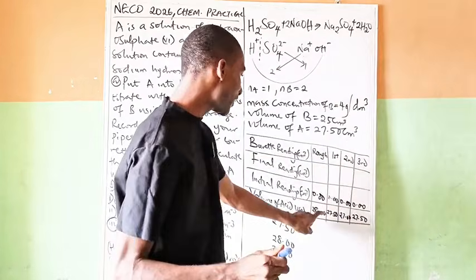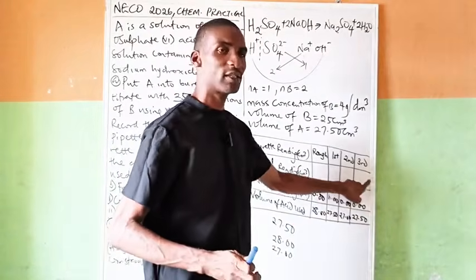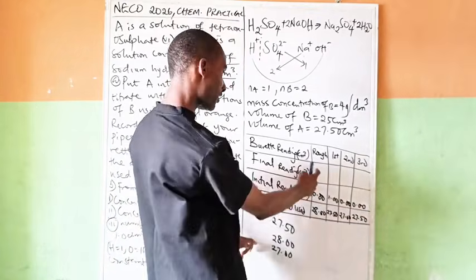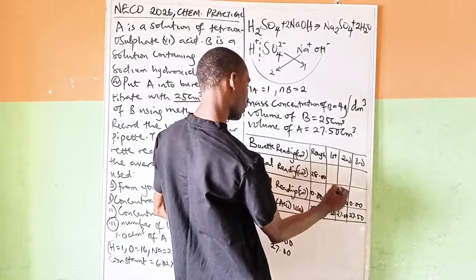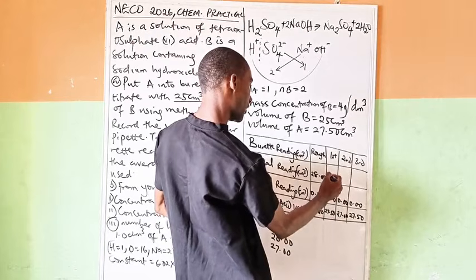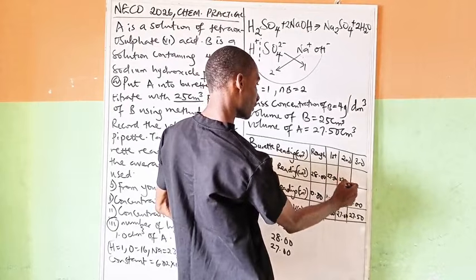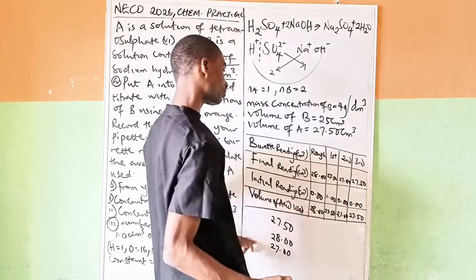Now note, the sum of your volume of acid used and this initial will be equal to this final. The sum of these two will equal what you have up here. So if you add this here, you're going to have 28.00. Add this to up, you have 27.50. Add this to up, 27.00. Add this to here, 27.50.